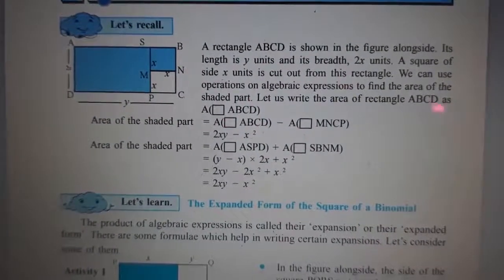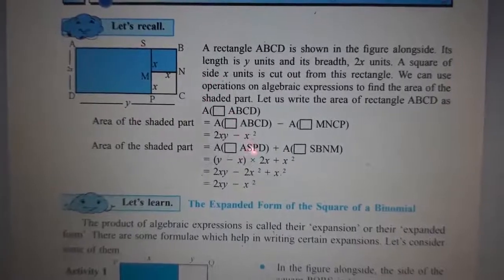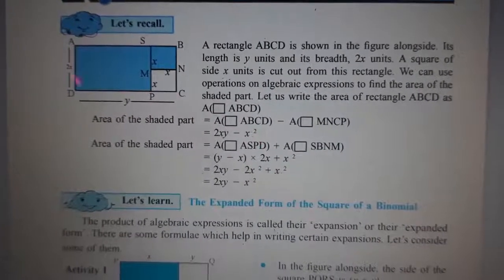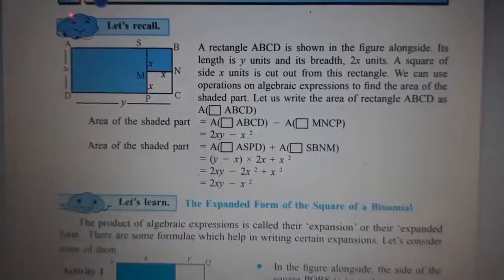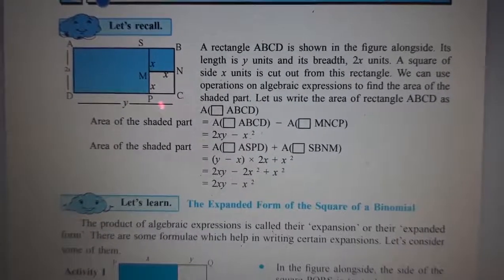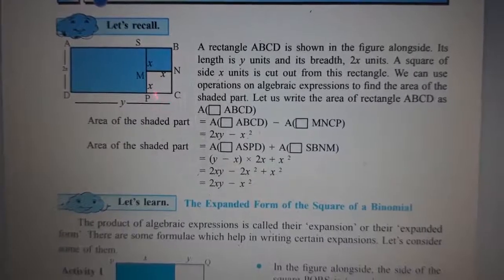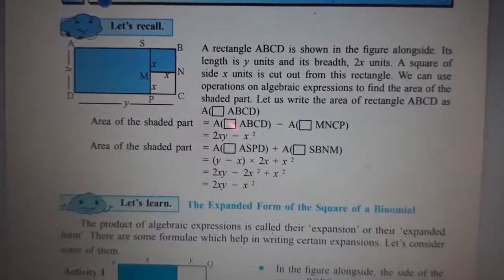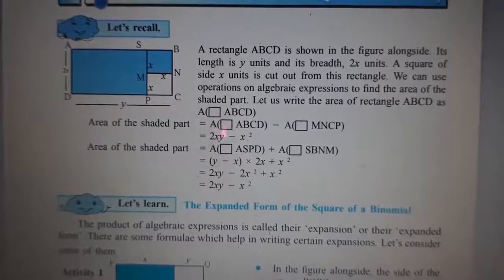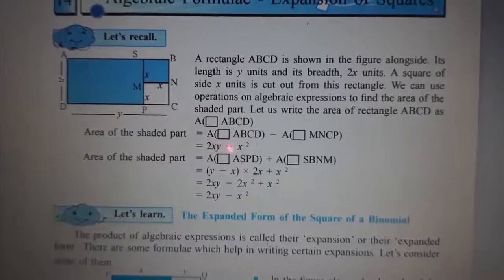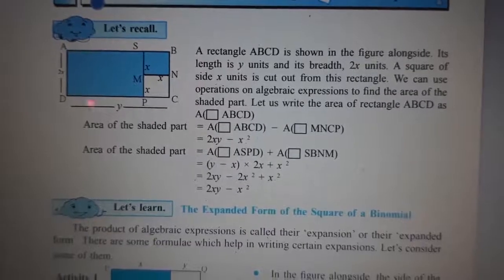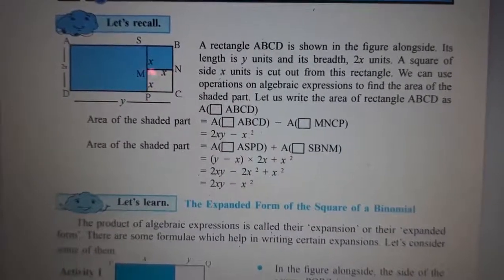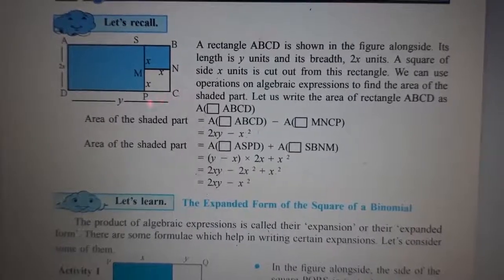Area of rectangle ABCD is equal to area of square ABCD. See this, okay, quadrilateral. Area of quadrilateral ABCD minus area of square MNCP. Okay, quadrilateral means it is rectangle, square, anything, closed figure. So area of quadrilateral ABCD minus this much part, okay, area of square MNCP.